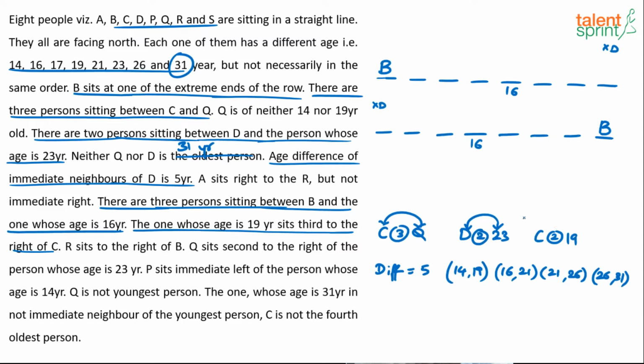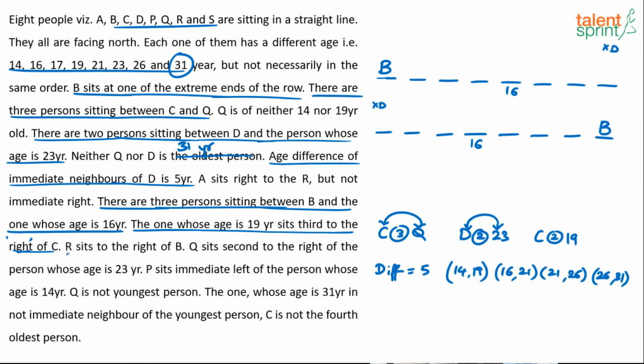And they cannot swap their positions. In the earlier case, C and Q could swap, D and 23 could swap, but C and 19 cannot swap the positions, because it has been specified exactly that the 19-year-old sits third to the right of C. 19 years should be on the right of C. C cannot be on the right of 19, right? So C dash dash 19 is the arrangement there. The important point is that we have to make pictorial representations of the given English statements, so that it becomes easier to fix towards the end.